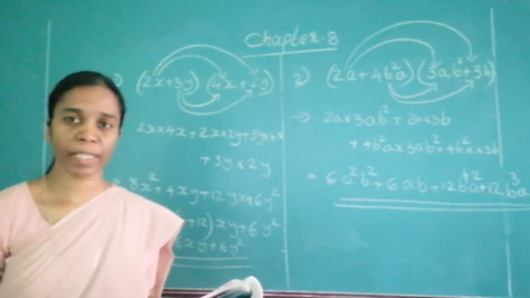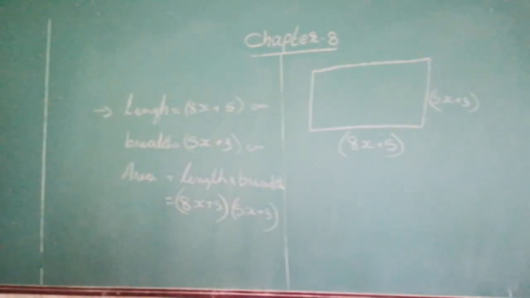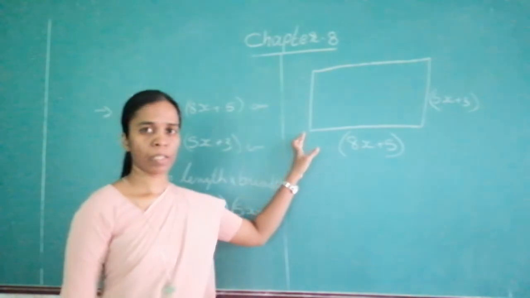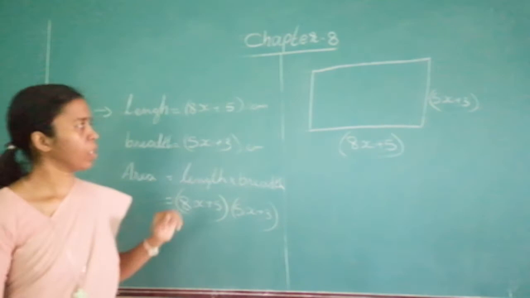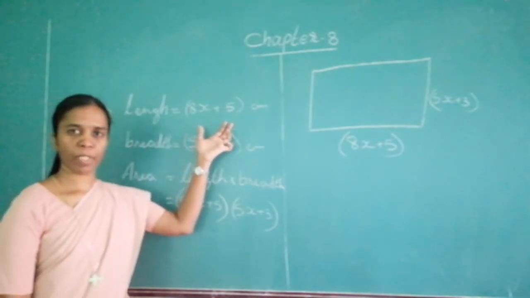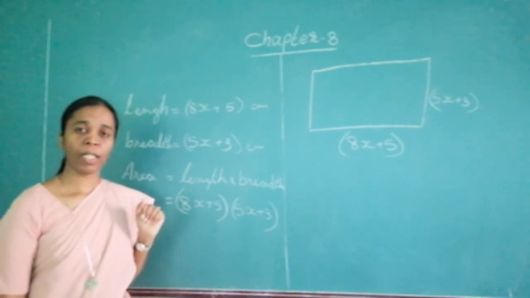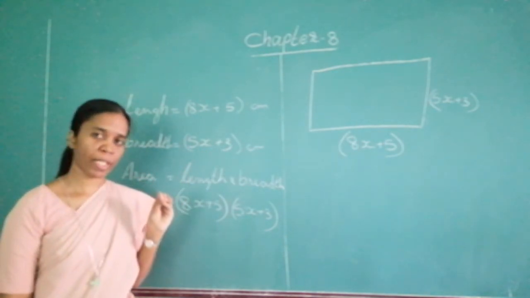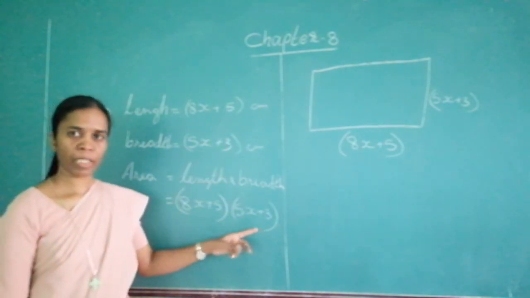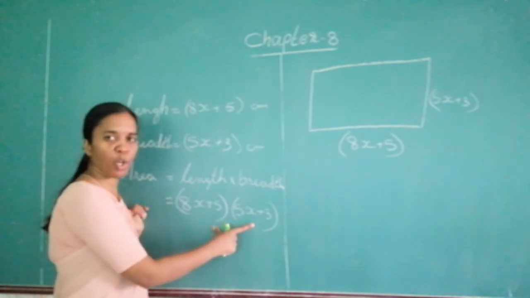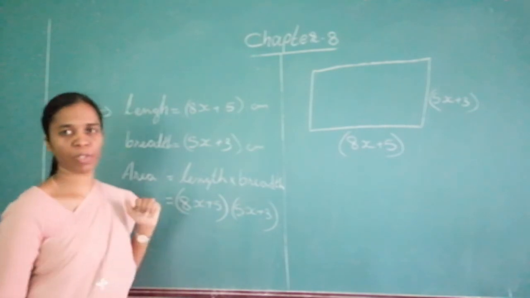How do we solve that? Let us see. You are given a rectangle with length and breadth. You have to find the area. Length is given to you as 8x plus 5 cm. Breadth is given to you as 5x plus 3 cm. What is the area of a rectangle? Length into breadth. Multiply the length into breadth. This is actually multiplication of two binomials. Binomial multiplied with a binomial. That is what we are doing.